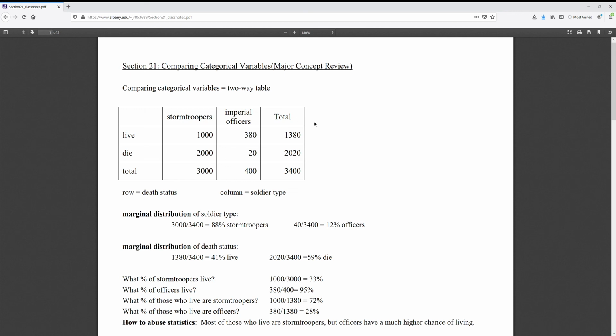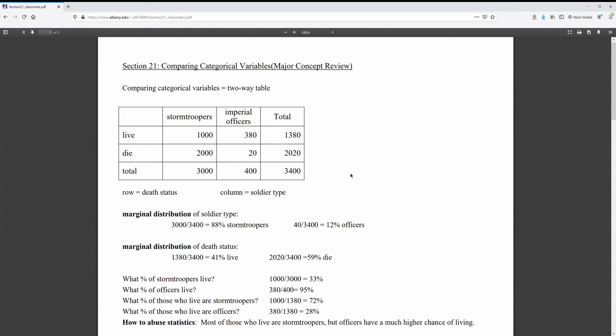So the way you can compare two categorical variables, that is to say, you've got so many individuals and you have two categorical variables for them, is you can make a two-way table. Simple enough in theory, gets interesting in practice. So this is not that complicated, of course. Of the 3,400 individuals we happen to be looking at, 1,000 of them were stormtroopers who live, 380 of them were imperial officers who lived, 2,000 were stormtroopers that died, and 20 were imperial officers who died.